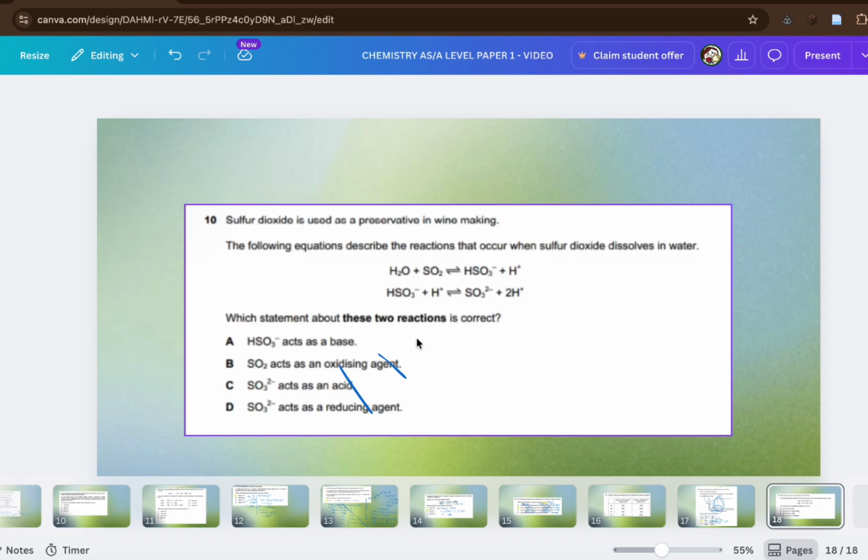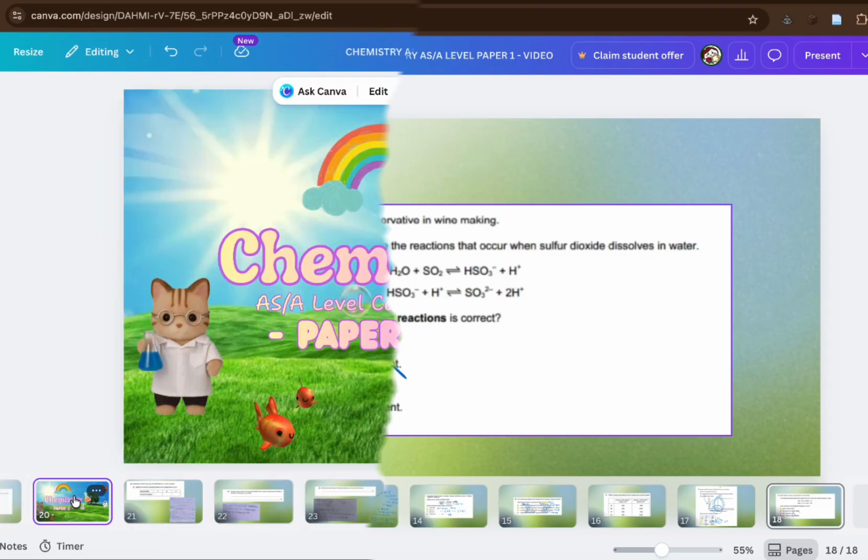Next, option D. SO3 acts as a reducing agent. We will see from the equation there is no change in electrons, which doesn't make it a reducing agent. So we will eliminate D, which means that our answer is A. HSO3 acts as a base. Dua, tiga.